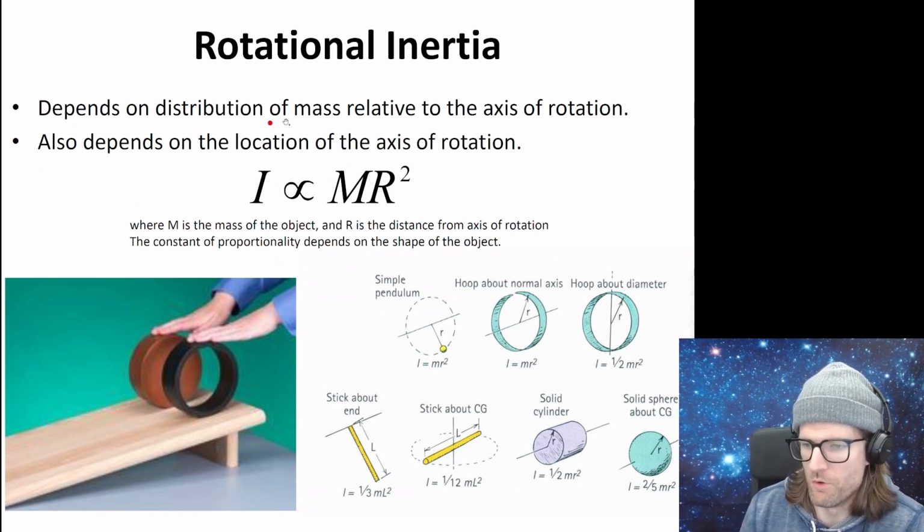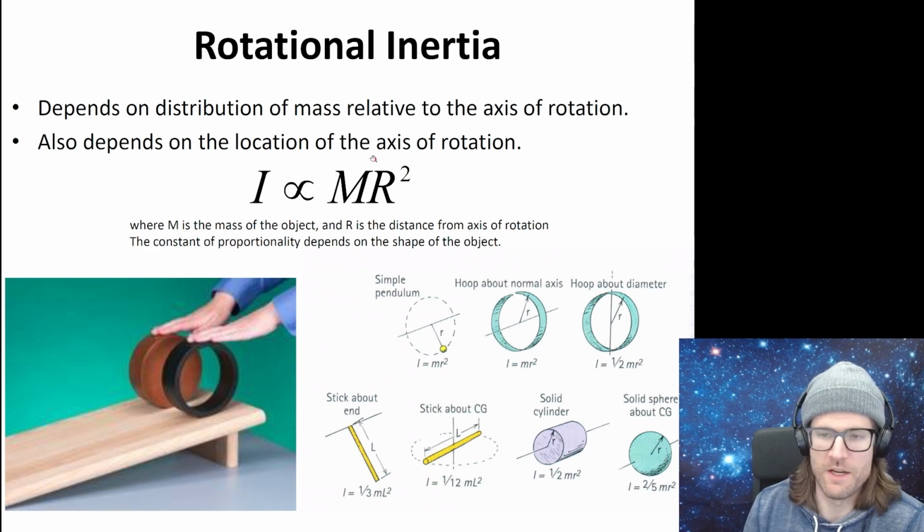Okay, so rotational inertia depends on the distribution of mass relative to the axis of rotation. We talked about that, and it depends on the location of the axis of rotation. And the rotational inertia is proportional, this is what this alpha looking thing here means, I, rotational inertia, is proportional to mass times radius squared.